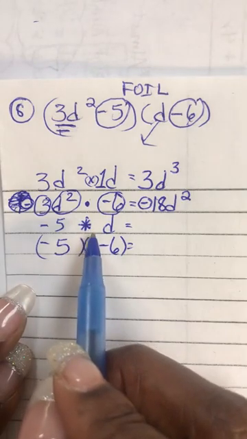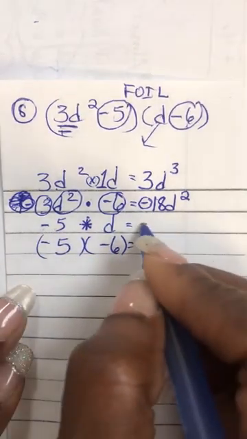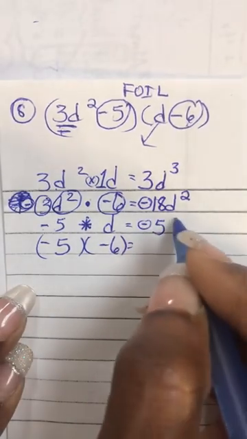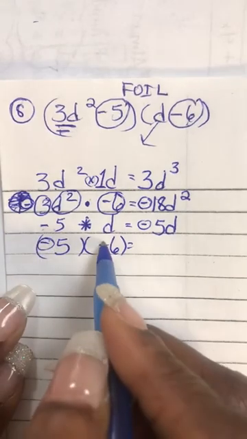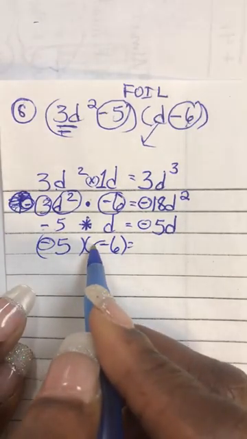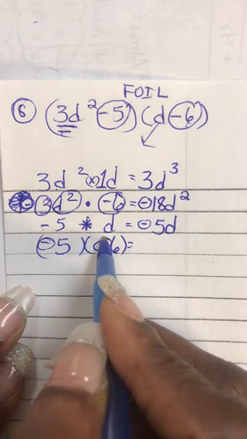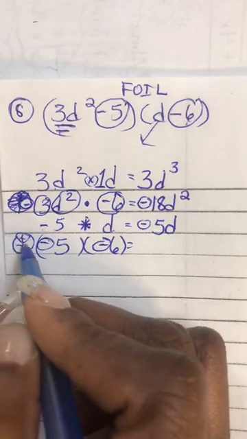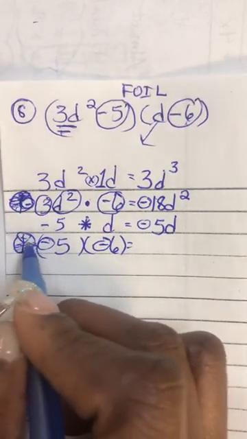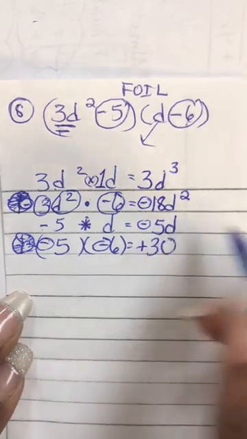Here we have a negative 5 times d, which gives us a negative 5d. Here we have a negative times a negative, which gives us a positive because we have our plus, minus, minus. When we scratch out the 2 minuses, we see we have a positive answer, which is a positive 30.